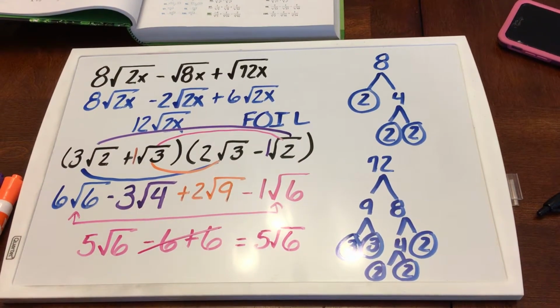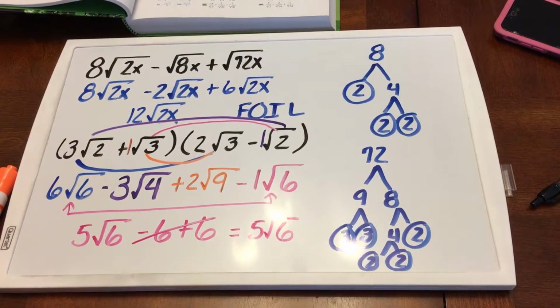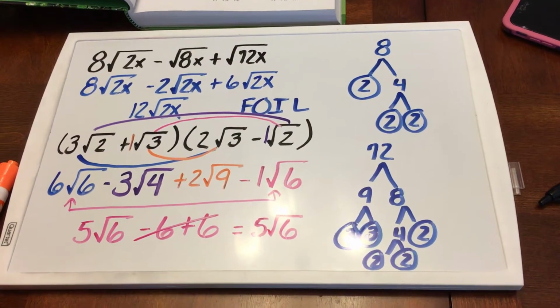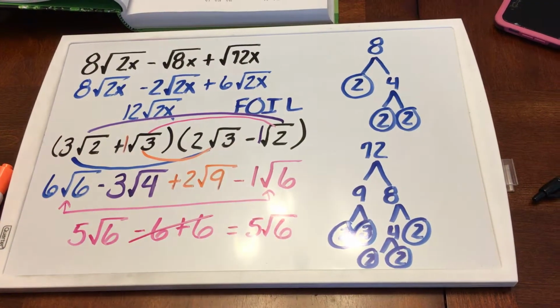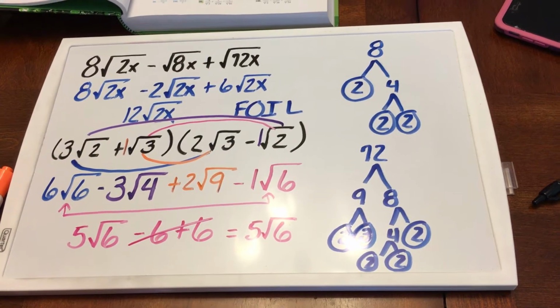And that is how you simplify radical expressions. It's really not that bad. You pretty much do it the same exact way that you did FOIL in the previous sections.